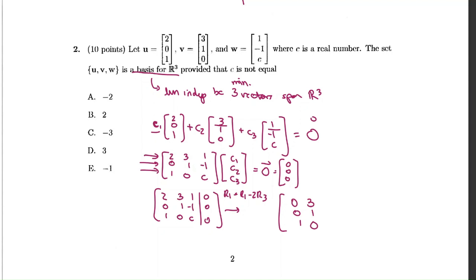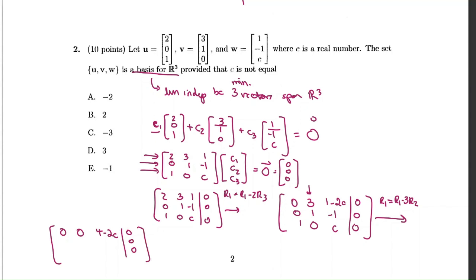Okay, so row 1 is equal to row 1 minus 2 times row 2. So 0, 3, and then 1 minus 2c. This is the result of that row operation. And then I want to get rid of this value, this 3, make that a 0. So I'm going to do row 1 equals row 1 minus 3 times row 2. And that will give me 0, 0, 1 minus 2c plus 3, which is 4 minus 2c, equal to 0, 0, 0, 0, 1, negative 1, and then 1, 0, c.